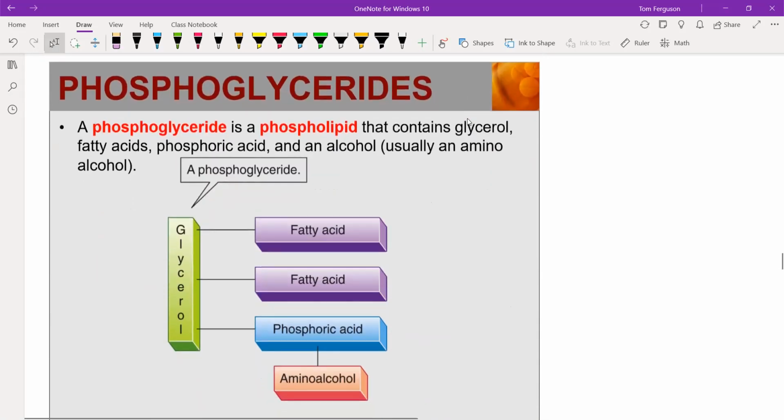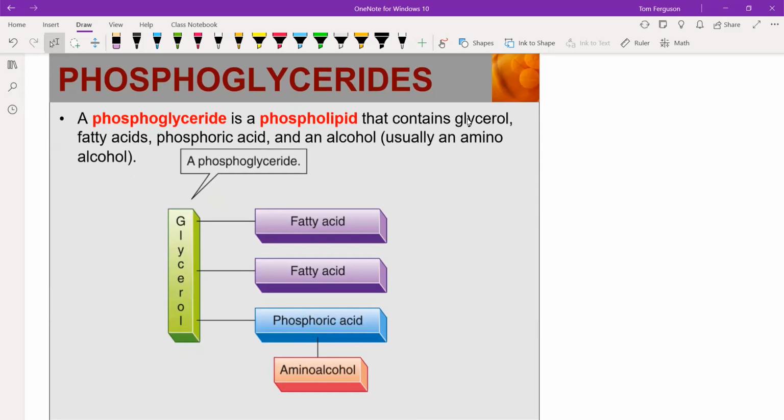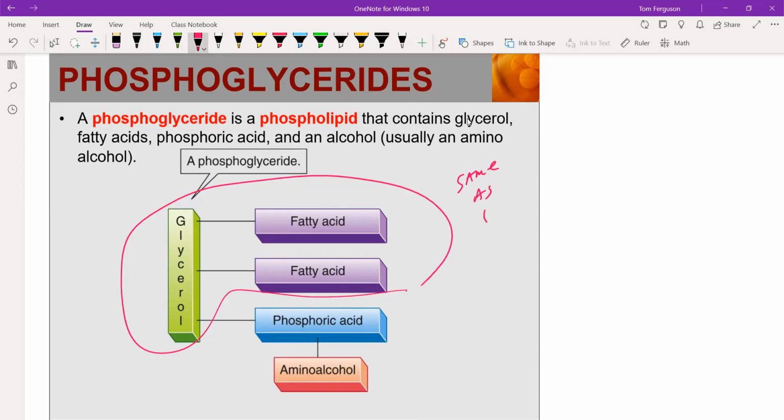Okay, now I mentioned phospholipids. Now, that's the same as a triglyceride, except the third alcohol is an ester with phosphoric acid. And then the phosphoric acid has another ester. So this is an ester. And this is an ester as well.